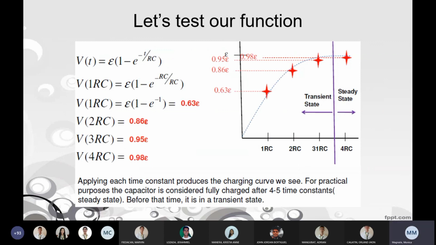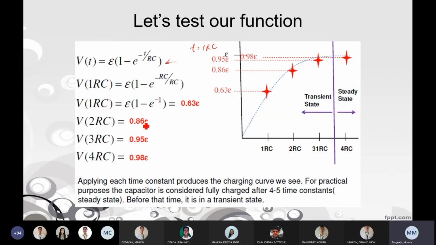So, paano ba nakuha yung 63% kanina? Mula dun sa binigay na formula for the voltage, V of t, kukunin natin at time t is equal to RC, so substitute natin yung t equal to RC dito sa formula. So, magiging negative RC over RC, so ito magiging e raised to negative 1. At 1 minus e raised to negative 1 is equal to 0.63 E. So, kaya nakuha yung 63%. So, kapag yung time natin ay equal sa 1 RC, yung charge na ng capacitor natin ay nasa 63% na ng voltage supply.